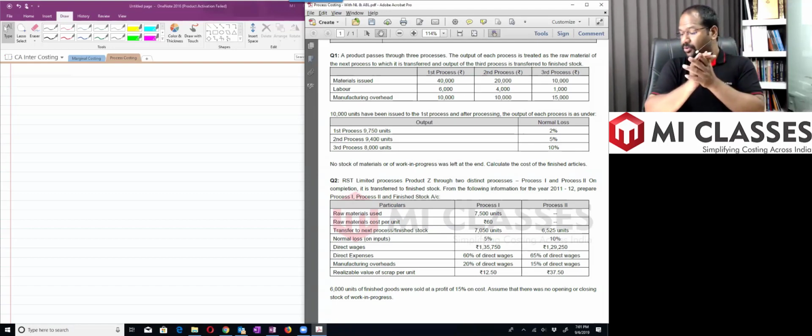So for the first process, my input is 10,000 and output is 9,750. For the second process, input is going to be 9,750, and output is 9,400. For process 3, my input will be 9,400 and my output is 8,000 units, which will get transferred to finished stock. No stock of material or work in progress was left at the end. Calculate the cost of the finished articles. So we have to calculate only the cost of finished articles. No WIP is there in the question, no closing stock of WIP.